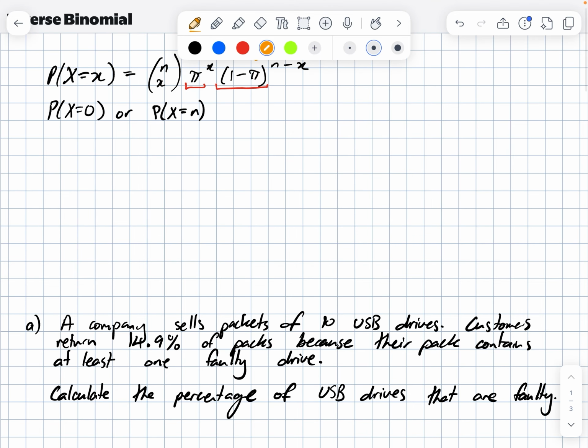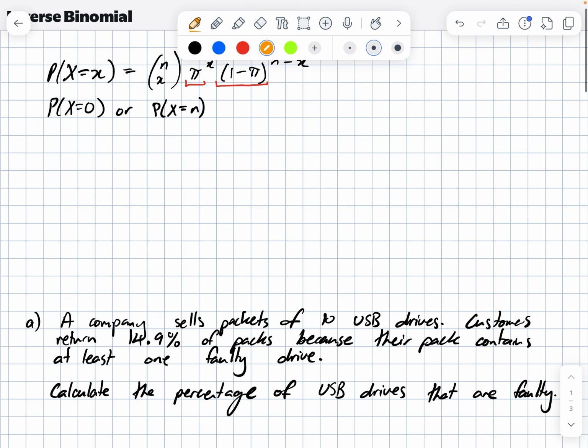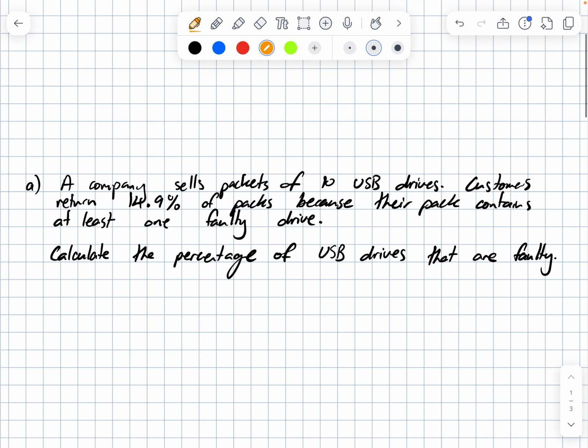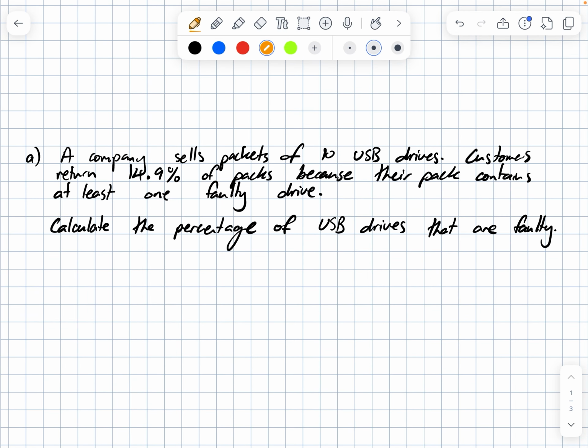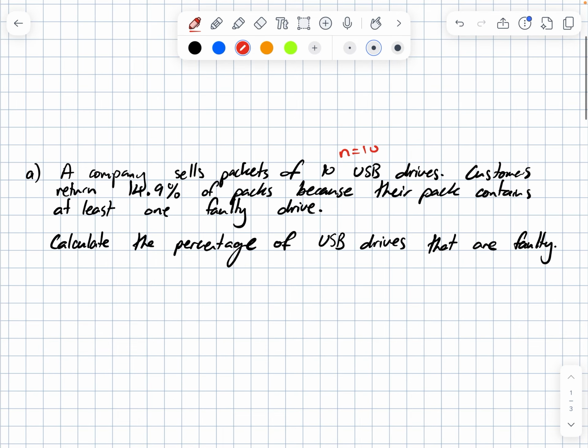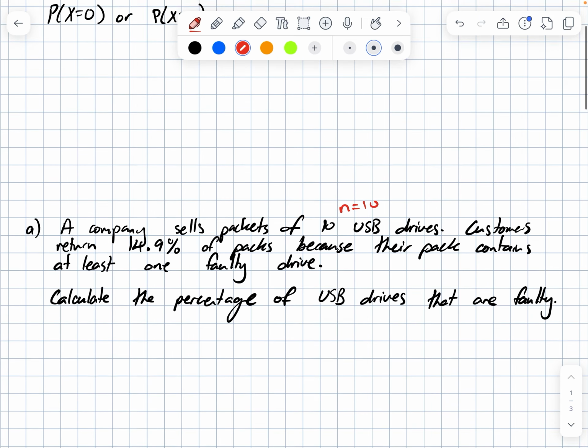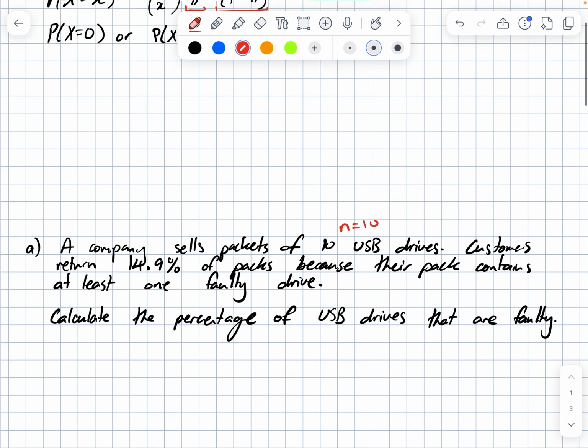We're going to look at one big example to see how this works. A company sells packets of 10 USB drives. As soon as I read that, I'm thinking n equals 10. Customers return 14.9% of packs because their pack contains at least one faulty drive. Calculate the percentage of USB drives that are faulty. So the most common mistake is not realizing what is pi and what is a probability, as in p, as in the big P up here.